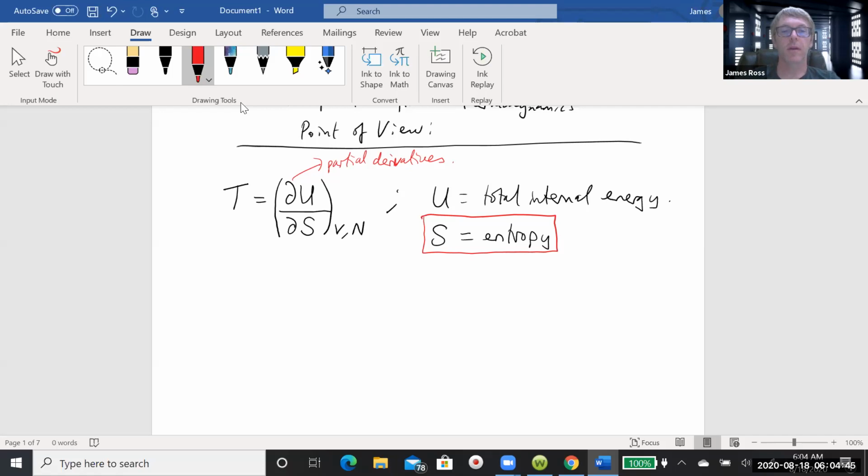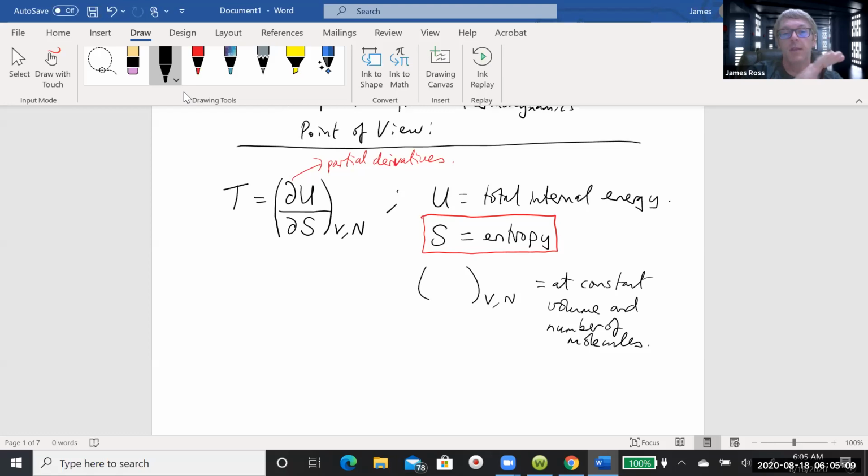And I just want to put here, parentheses Vn. This just means a constant volume and number of molecules.